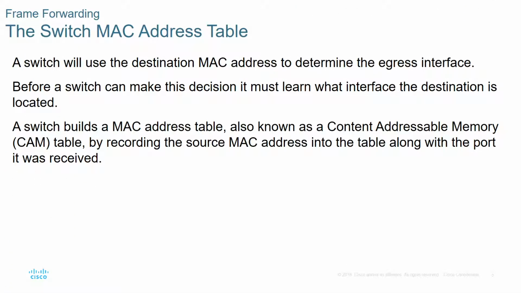The switch MAC address table. A switch will use the destination MAC address to determine the egress interface. Before a switch can make this decision, it must learn what interface the destination is located on. A switch builds a MAC address table, also known as a Content Addressable Memory, CAM table, by recording the source MAC address into the table along with the port it was received on.